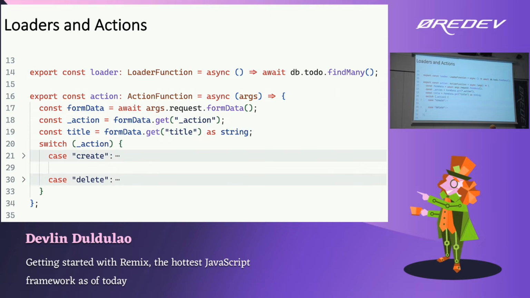Loaders and actions. This is very important in Remix. They provide two different types of functions to create server-side dynamic content. The loader functions are used to handle GET HTTP requests in the server, mainly used to get data from different sources.